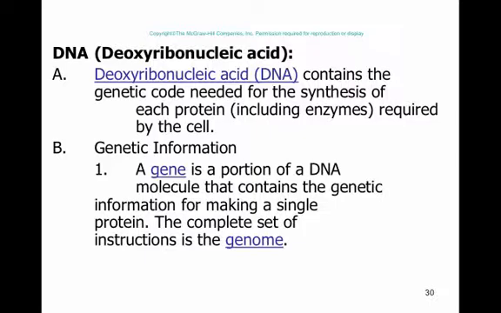So a gene is a portion of a DNA molecule that contains the genetic information for making a single protein. And a complete set is called the genome. So all the DNA in the cell is called the genome, but there are individual genes that code for a single protein.